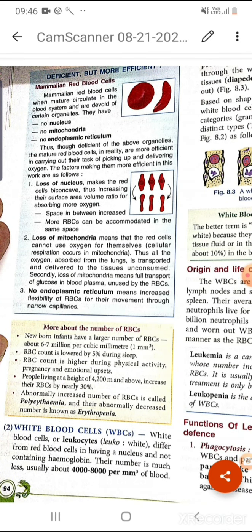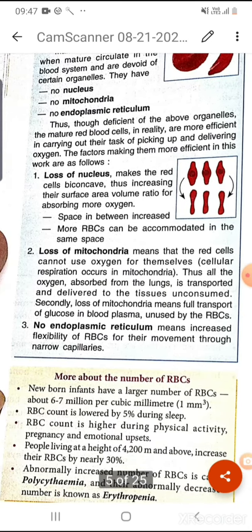So let's see. Mammalian red blood cells, when mature, circulate in the blood system and are devoid of some organelles. Which organelles are not present there? Nucleus, mitochondria, and endoplasmic reticulum. These three organelles are not present in red blood cells. Thus, though deficient in all these organelles, the mature red blood cells are very efficient in carrying out their task, that means picking up and delivering oxygen.